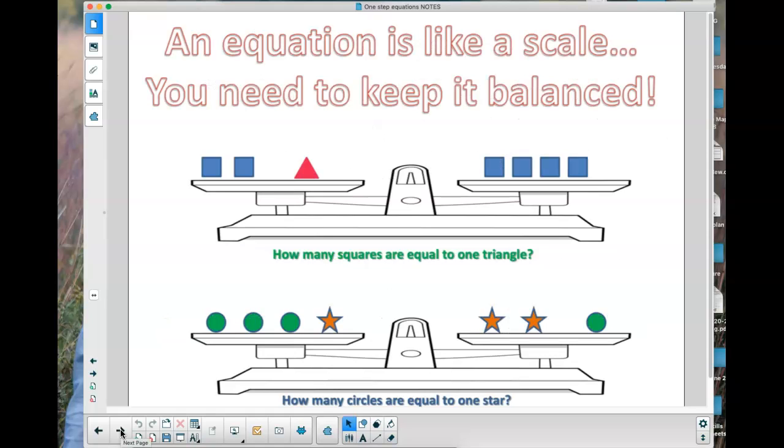An equation is like a scale. Right? We talked about this earlier this year. You have to keep that scale balanced. What you do to one side of the scale, you've got to do to the other. So if I look at this first scale and I decide to take two squares off of one side, is it going to stay balanced if I only do it off of one side? No, that means I also have to take two squares off of the other side. So that means one triangle is equal to two squares.